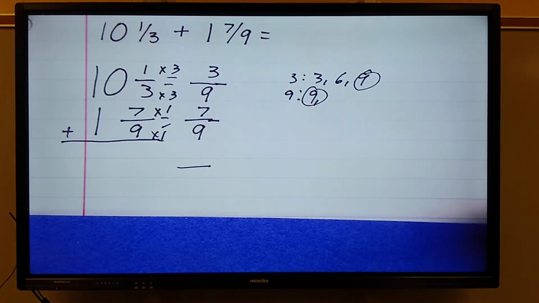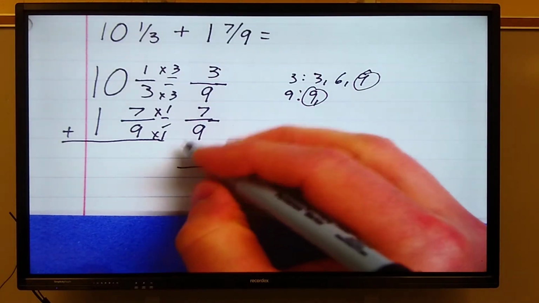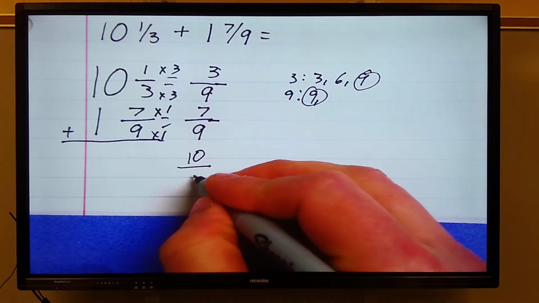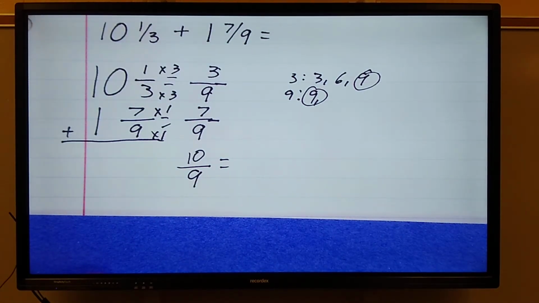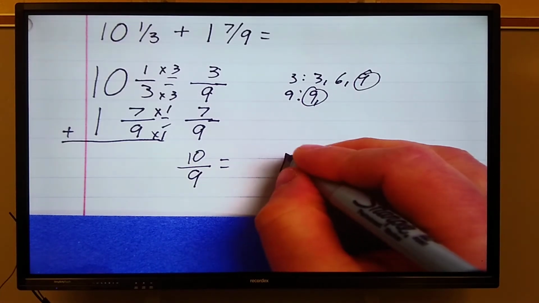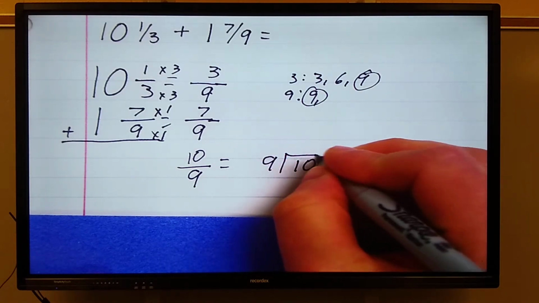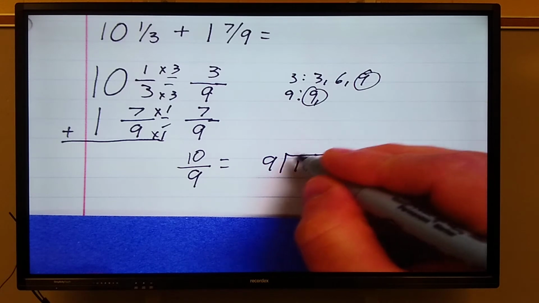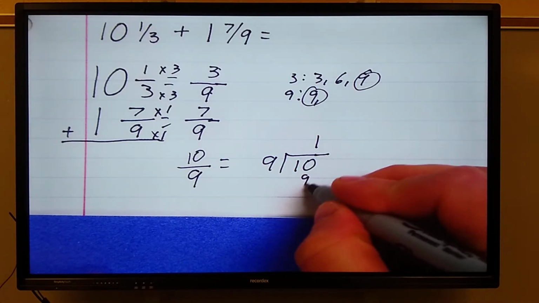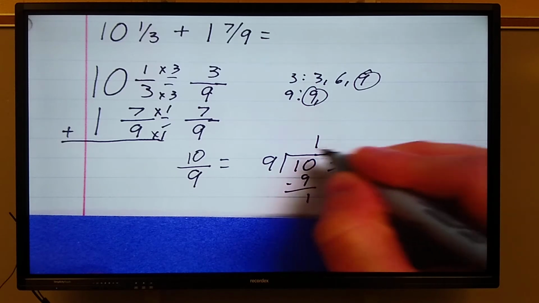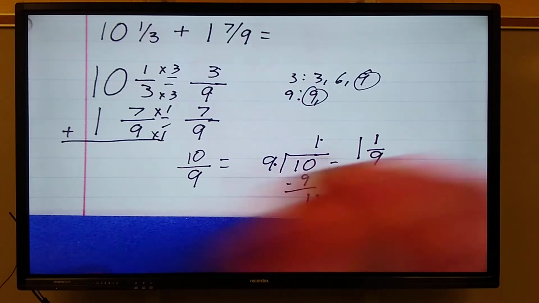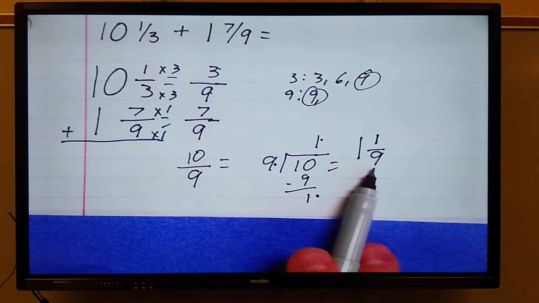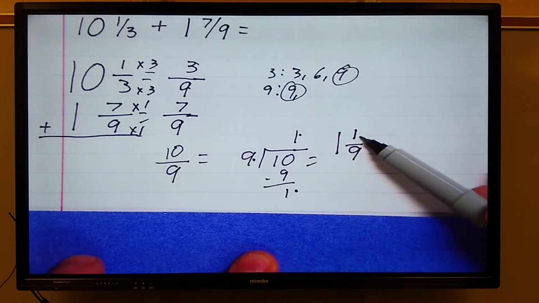Now, add the numerators. 3 plus 7 is 10. The denominator stays the same. I got to ask myself the 2 questions. Is this an improper fraction? Yes, indeed it is. So now I must change it to a mixed number. 9 going into 10, 1 time. 1 times 9 is 9. 10 minus 9 is 1. Whole number, 1. Numerator, 1. Denominator, 9. I know this is in simplest form because 1 is the numerator.